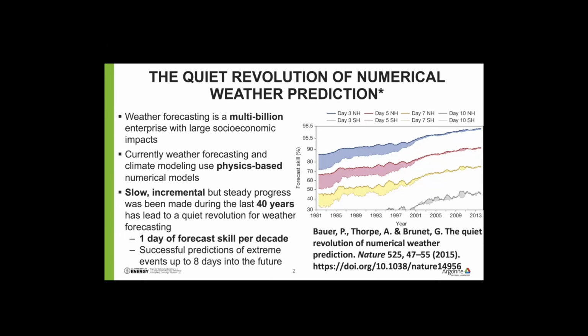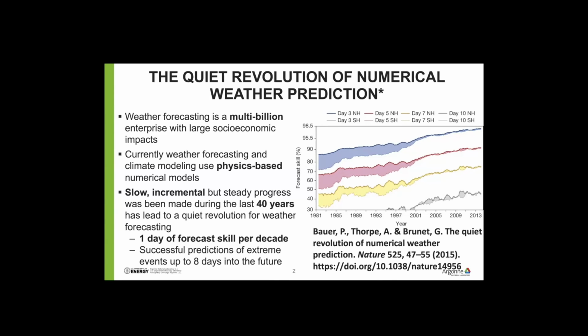This has been a very long and arduous process over, as I mentioned, 40 years, with slow and incremental but steady progress with advancements in numerical methods, which has led to what has been dubbed the quiet revolution in numerical weather prediction. Essentially, now it's about 1 day of forecast skill per decade of research, with large investments with many teams across the globe. This is a global collaboration to improve weather forecasting.